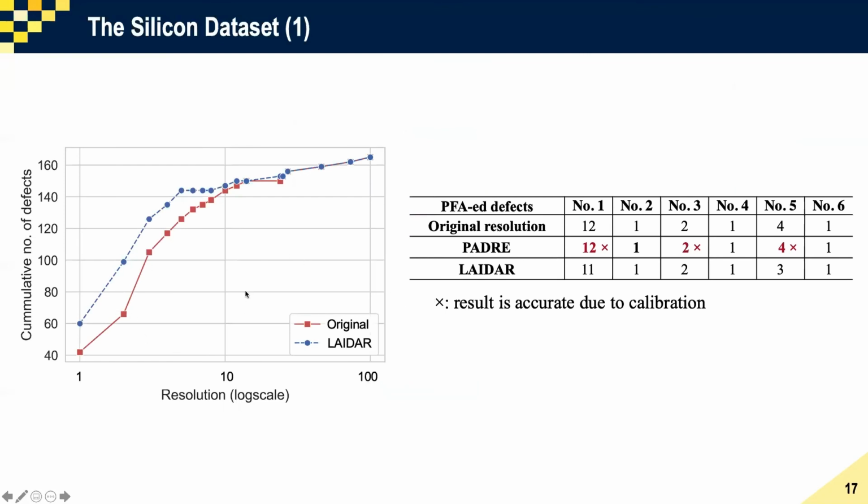The left figure shows the resolution improvement at the defect level through LAIDAR, where the number of defects with perfect resolution increased by 50%, and the number of defects with resolution of 2 increases by 54%. The original resolution and the improved resolution for the 2 methods are shown in this table with respect to the 6 PFA chips. When PADRE is applied, the true good candidates for 3 chips are incorrectly predicted as bad. LAIDAR, on the other hand, improves resolution while preserving accuracy.